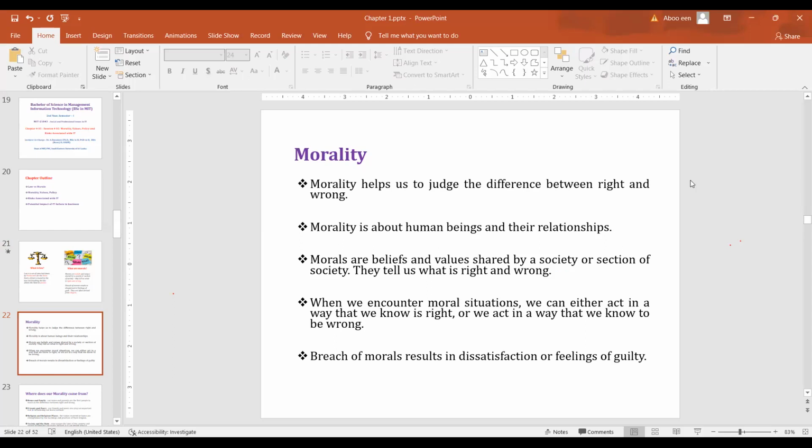Breach of morals results in dissatisfaction or a feeling of guilt. As I mentioned earlier, when a person breaks morality, he may feel some sort of dissatisfaction or guilt. Normally, when good people do something different, or make some kind of mistake, they feel guilty because they have done a wrong thing.